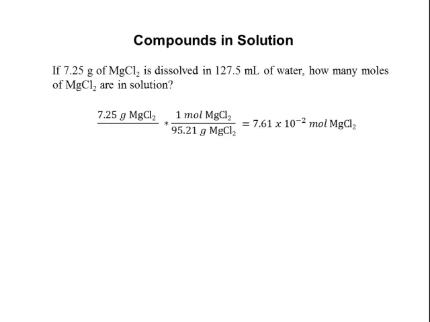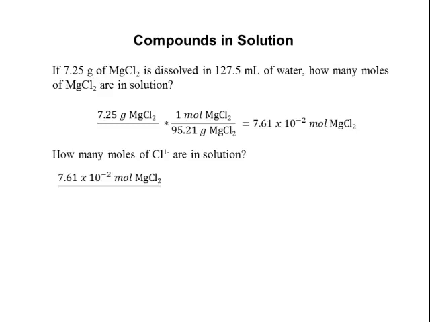What if I wanted to look at how many moles of Cl- are in solution? Well, I'd still take that same number of moles of MgCl2, I'd just have a different ratio. Instead of going to Mg2+, I'd go to Cl-. I'd get 1.52 times 10^-1 moles of Cl-.